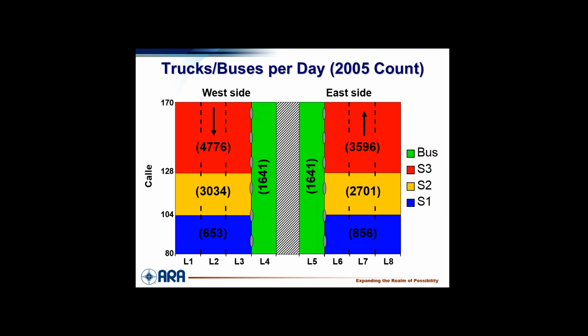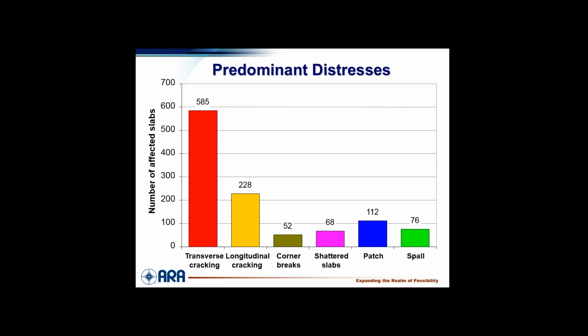Now here are just the volumes of trucks. So nearly 5,000 in one direction, 8,000 in two directions. That's a lot of truck traffic. The buses, almost 2,000 in one lane. And so it's not small potatoes. It's significant truck and bus traffic.